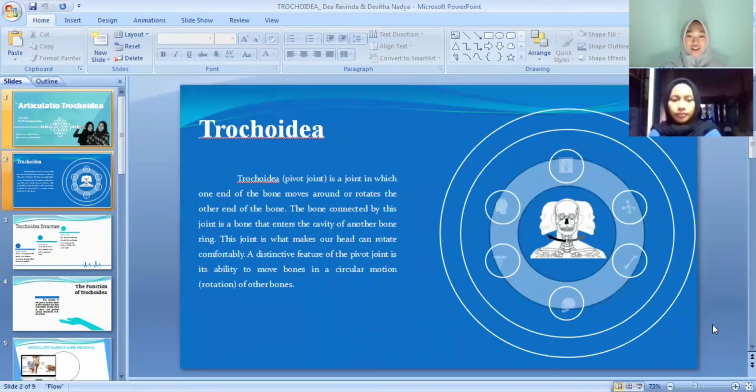Trochoidea, or pivot joint, is a joint in which one end of the bone moves around or rotates the other end of the bone. The bone connected by this joint is a bone that enters the cavity of another bone ring. This joint is what makes our head rotate comfortably. A distinct feature of the pivot joint is its ability to move a bone in a circular motion or rotation of other bones.